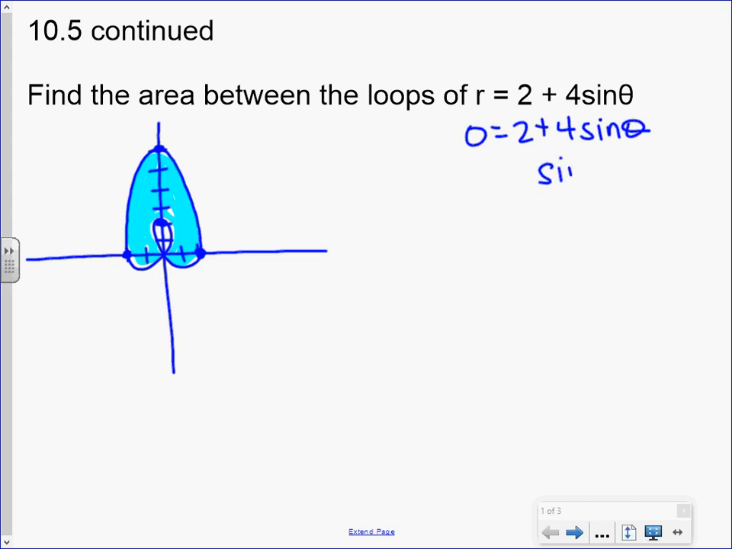This is convenient. Sine of theta is negative 1/2. Where are the 2 places? Seven pi over 6 and 11 pi over 6. Third and fourth quadrant, right?